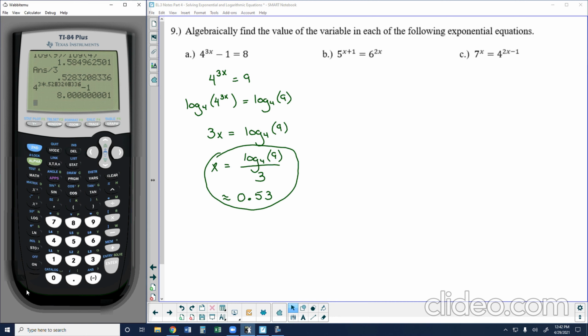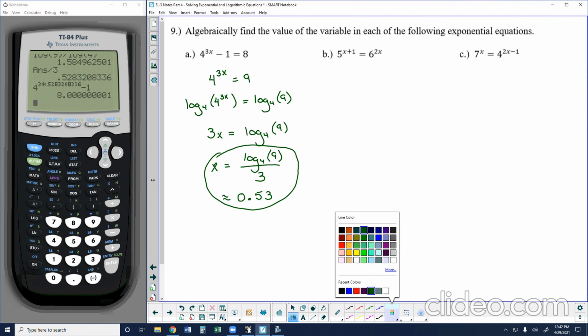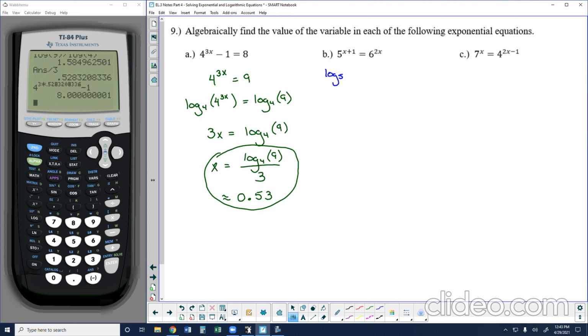Now let's take a look at B. B is a little bit more complicated because I have exponential functions that are no longer the same base. So how do I deal with this kind of expression? Well, what I can do is try to eliminate one of the bases. So let's use log base 5 to eliminate the exponential expression on the left side of the equation. So I'm going to take the log base 5 of both sides of the equation.